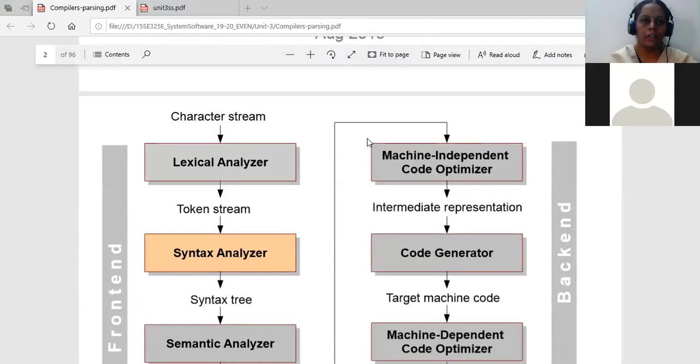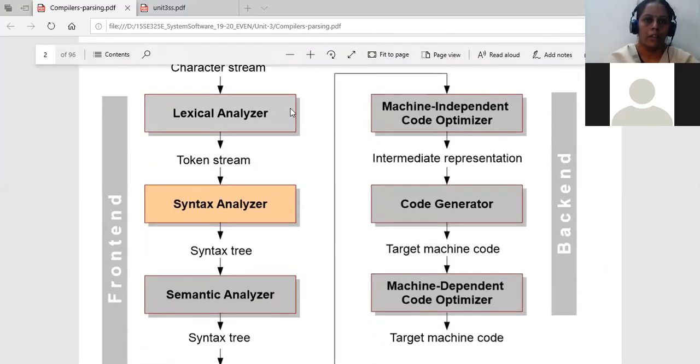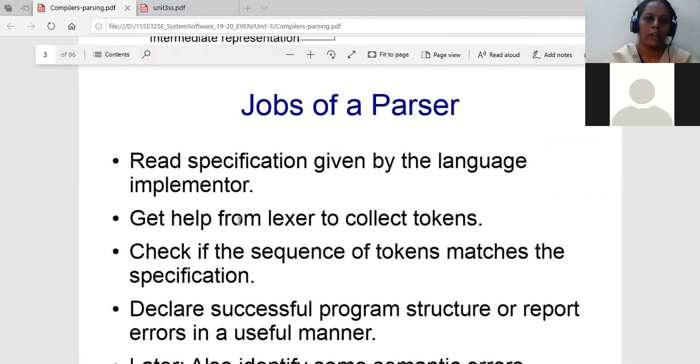Already we have studied the various phases: lexical analysis, syntax analysis, semantic analysis. The phases of the compiler we have already completed. One part of these phases of a compiler is your parser.